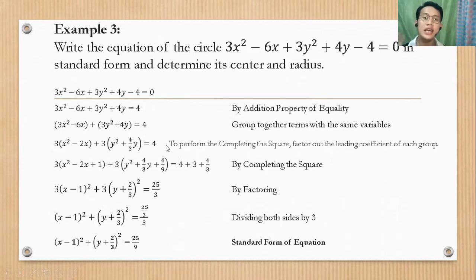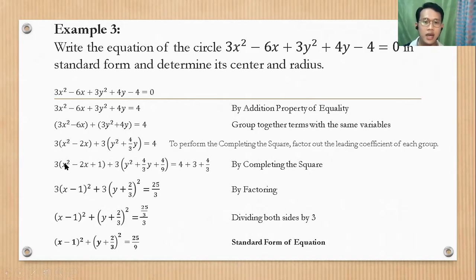And after that, we can now perform the completing the square. Why can we perform it? Because our leading coefficient inside is already 1. As you can see, when the leading coefficient is not 1, we cannot perform the completing the square in this given equation. Now let's try to complete the square.